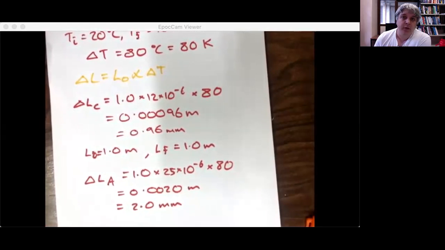Still not noticeable when we're comparing original and final lengths, but a more substantial change, twice as much as we saw for the concrete. And that makes perfect sense because if we look at the two linear expansion coefficients, alpha for concrete was 12 times 10 to the negative 6, and for aluminium it was 25 times 10 to the negative 6, which is about double.